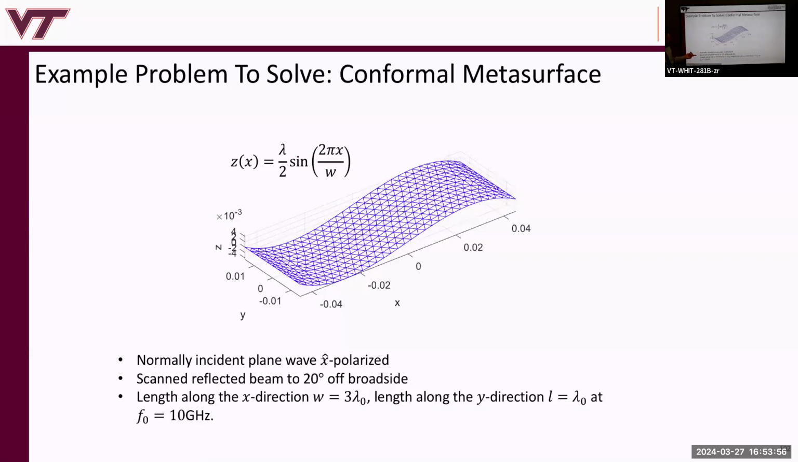We want to design the impedance sheet such that this conformal sinusoidally shaped metasurface scans the reflected beam to an angle of 20 degrees off broadside, which is the normal of this thing, in the z direction. So it'll scan it to 20 degrees. And the length along the x direction of this is 3 lambda, and along the y direction is just 1 lambda. And we're illuminating at 10 gigahertz. Just a super quick, easy thing, right?